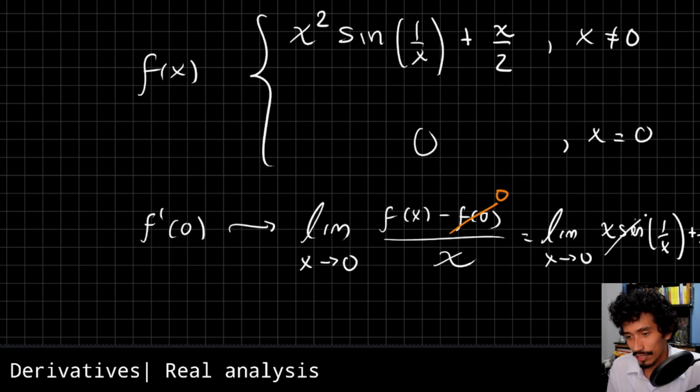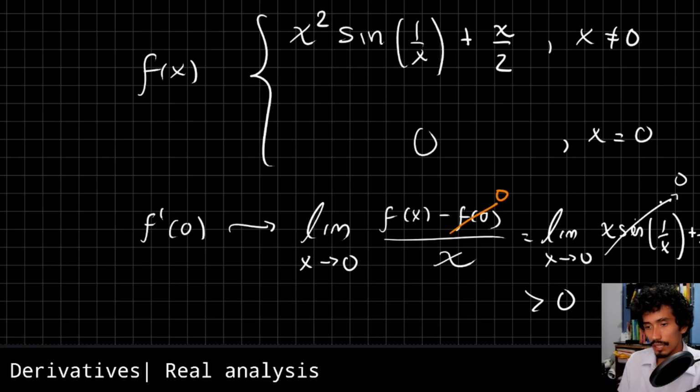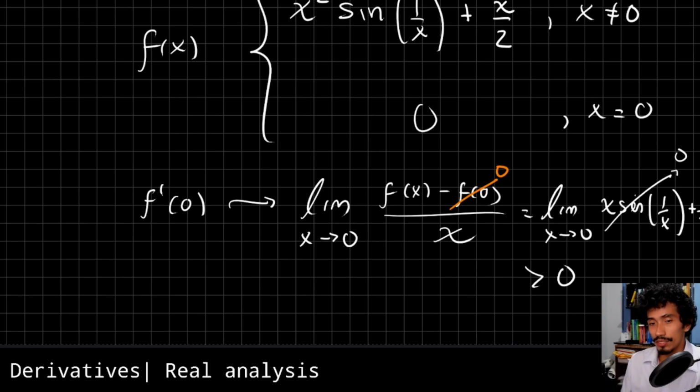So at 0, this tends to 0, and this is constant, so this is positive. Since it is positive, then by our previous theorem, there exists a right neighborhood of 0 in which every element is bigger than f of 0, which is 0. So there exists a neighborhood of 0 to the right such that every value of f is positive. So does this mean that it is monotonous increasing in that neighborhood? It doesn't.